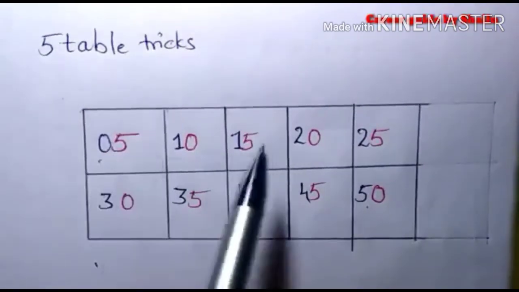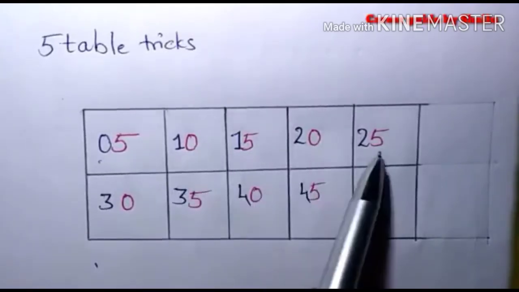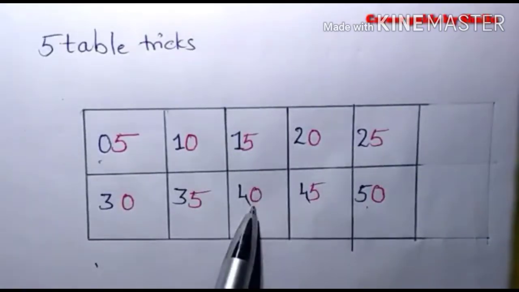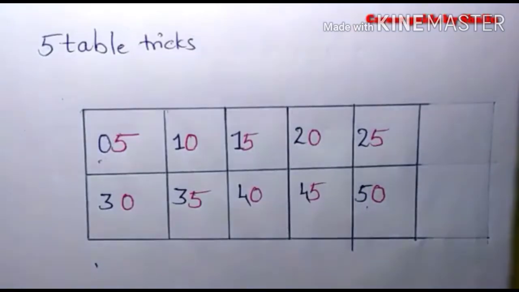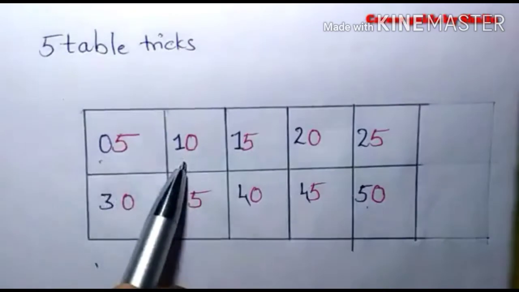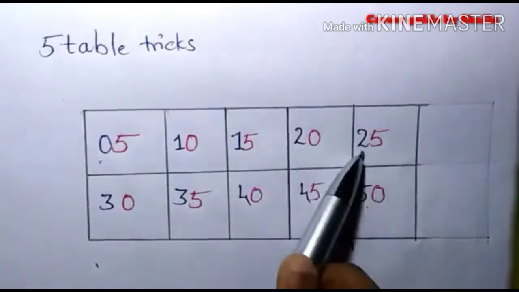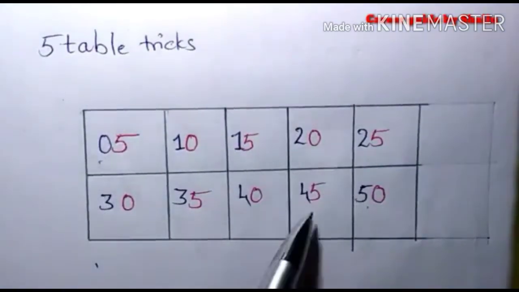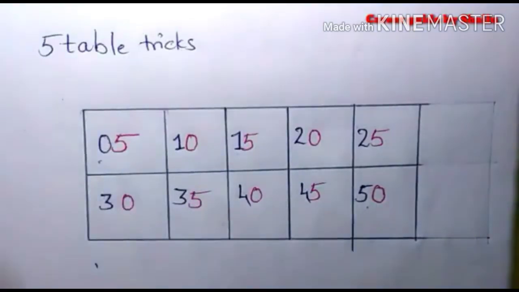Initially we have to write 5, 0, 5, 0, 5, 0, 5, 0, 5 and 0. Now we have to consider in the tens place as 0, 1, 1, 2, 2, 3, 3, 4, 4 and 5. Here is your 5 table.